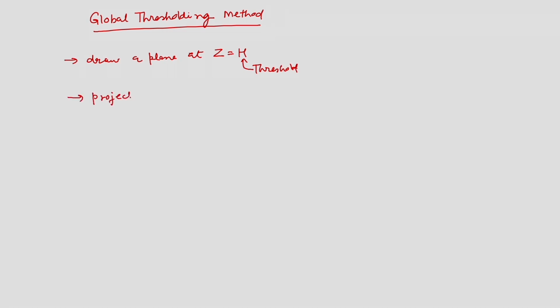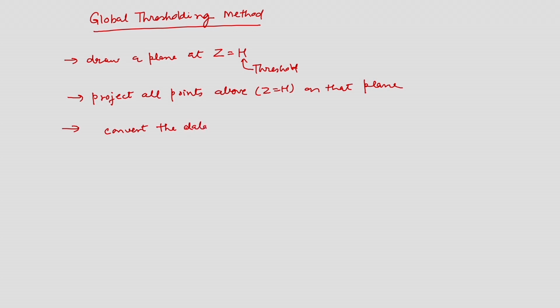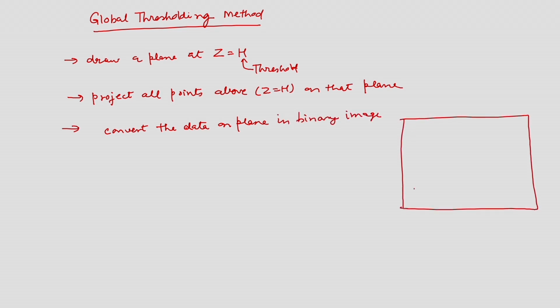Next we project all the points above z equal to h on that plane. We convert the data on the plane into a binary image. If I have an image plane like this and the data is falling like this, which is belonging to a building, something like this, and there is another building like this, so all these data points are there.